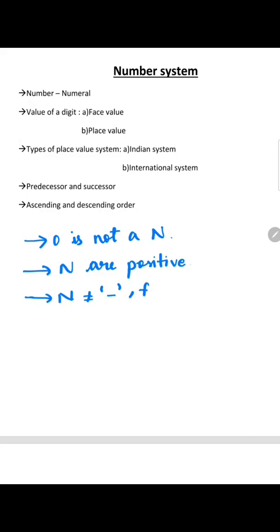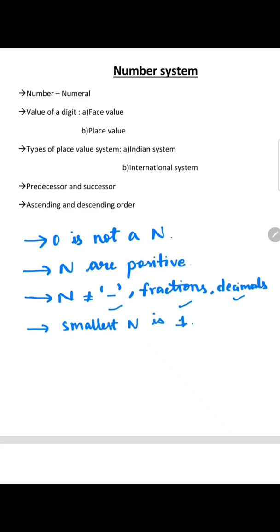They cannot be written as fractions. They cannot be written as decimals. What I mean to say is, if a number is negative, a fraction, or in the form of decimals, it will not come under the natural numbers. The smallest natural number is 1.